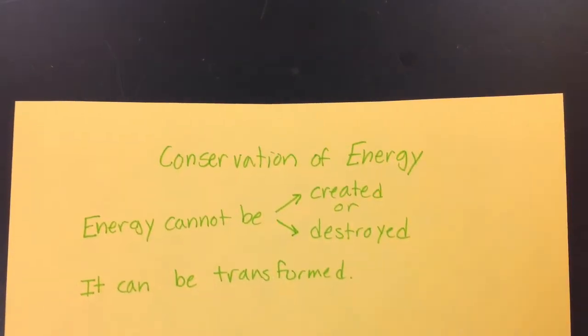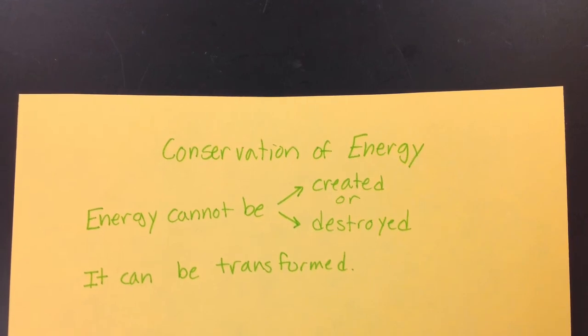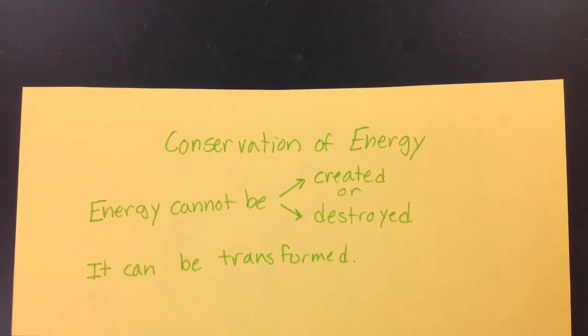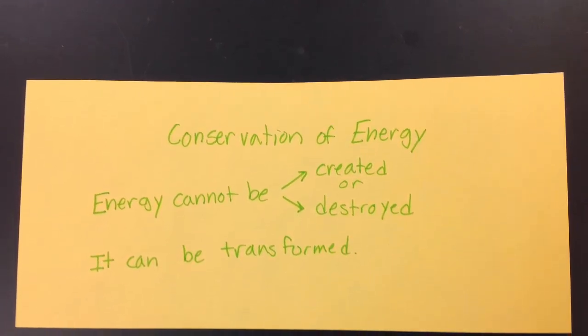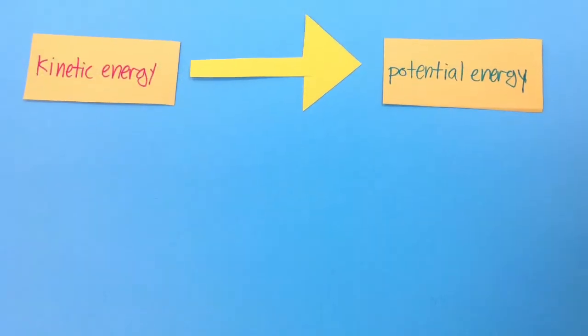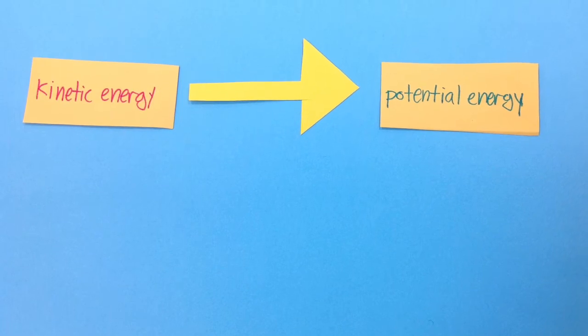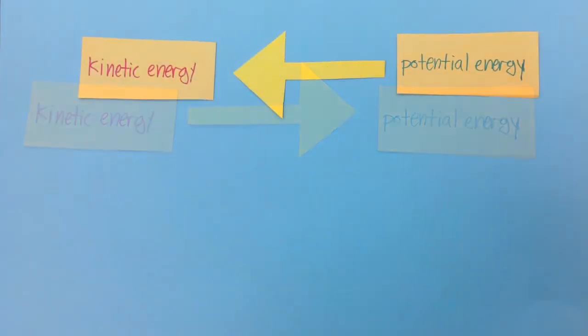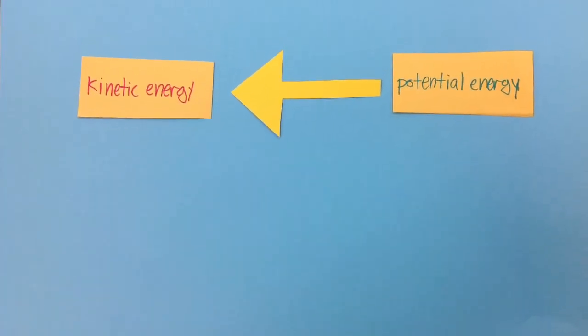One of the key things we talk about with energy is conservation of energy. This is the idea that energy cannot be created or destroyed, only transformed from one form to another. This could be kinetic energy transformed into potential energy, or we could see potential energy transformed into kinetic energy.